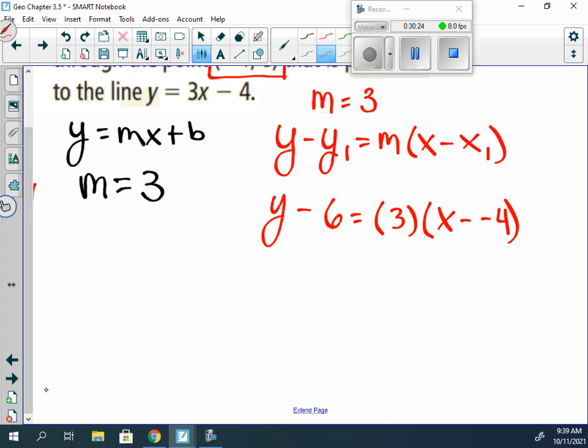Now over here, x minus negative 4. Well, a negative and negative would make a positive, so we can go on and change it. Now the y minus 6 is going to stay y minus 6 because we're not going to do anything with it yet. But on the right-hand side, we do have to distribute the 3. Well, 3 times x is 3x. 3 times positive 4 is going to be plus 12.